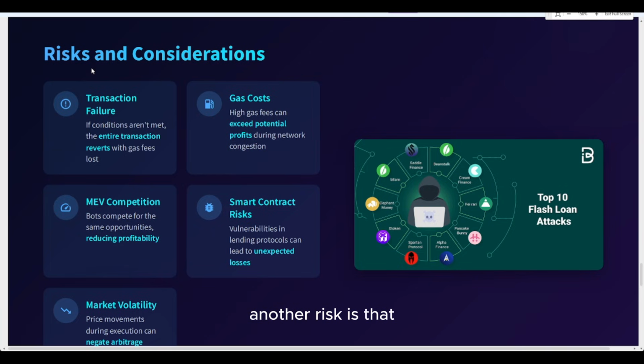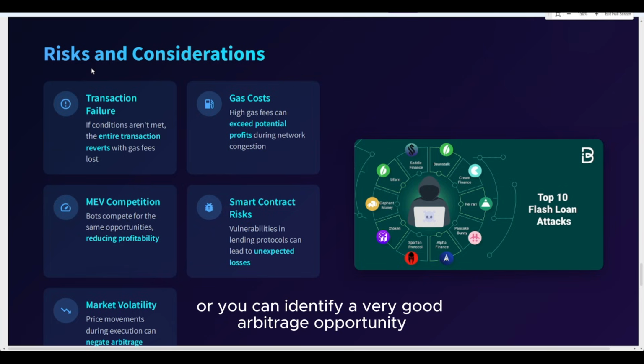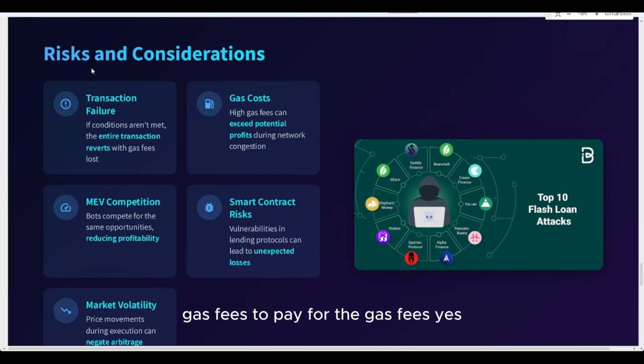Another risk is that sometimes gas fees can eat into your profit, or you can identify a very good arbitrage opportunity with very huge potential, but you won't have enough funds to pay for the gas fees. Yes, if you know about crypto, you know what I'm talking about.